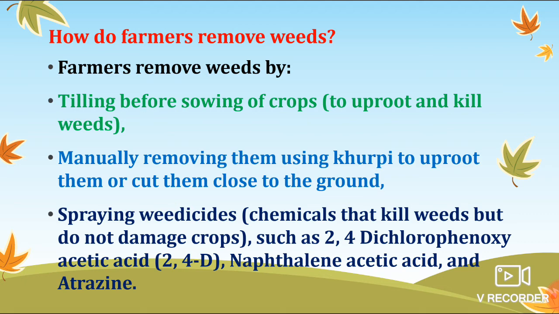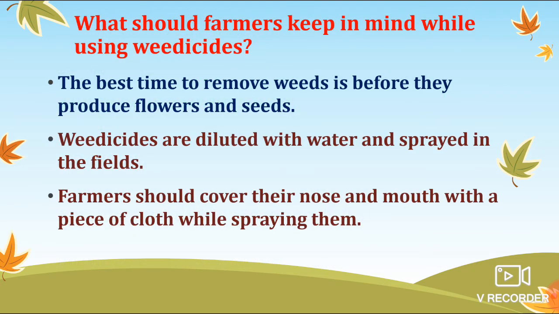Okay, so there are such chemicals like 2,4-dichlorophenoxyacetic acid, in short known as 2,4-D. Then naphthalene acetic acid and atrazine. So these are a few examples of weedicides that farmers are using in their fields. Actually we need to avoid using weedicides. If possible we need to do it manually, because anyhow they are chemicals, and in one way or another they will be affecting our health. At last they are poisonous also, but we are using them.